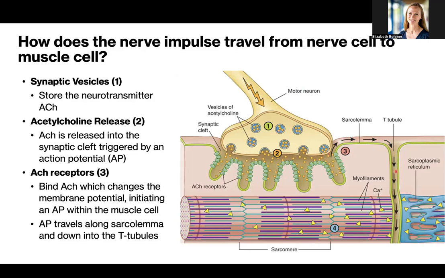When the action potential travels down into the muscle fiber, it will pass by the sarcoplasmic reticulum, and that tells your sarcoplasmic reticulum to release calcium ions. The sarcoplasmic reticulum is where calcium ions are stored, and calcium ions need to be released from the sarcoplasmic reticulum to initiate our sliding filament theory.